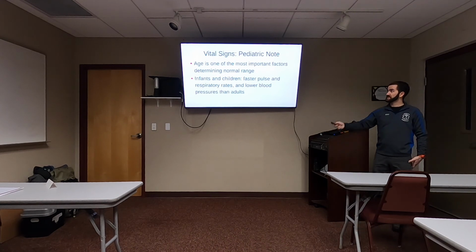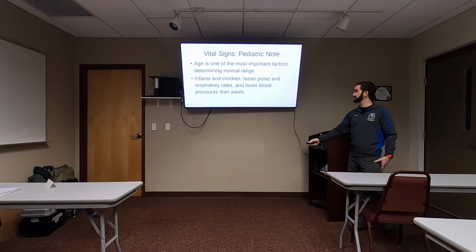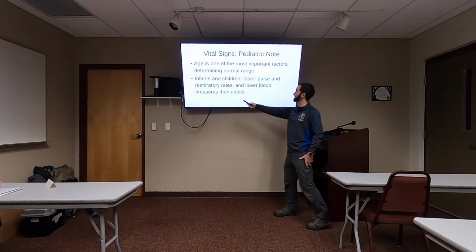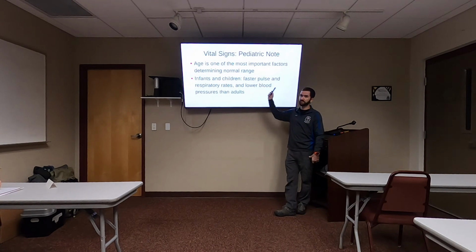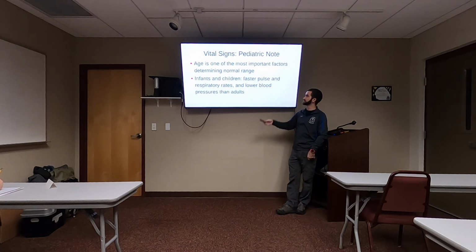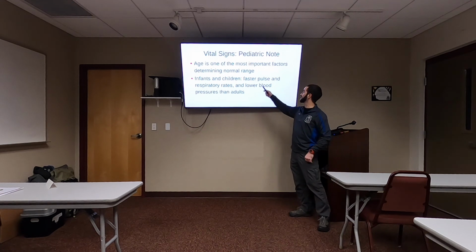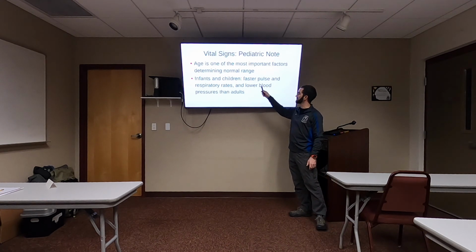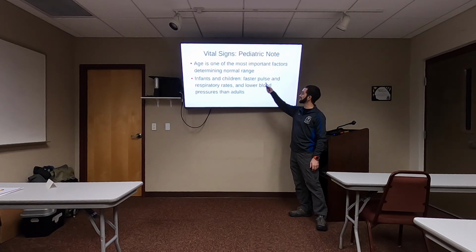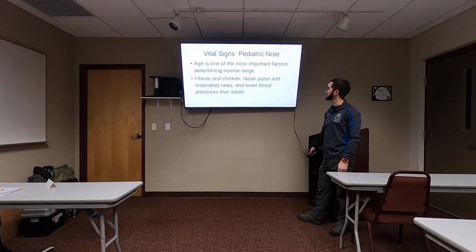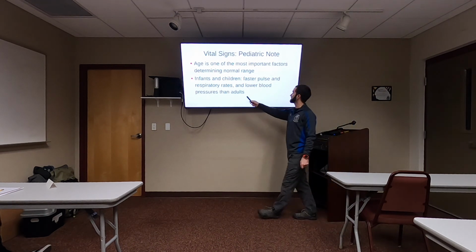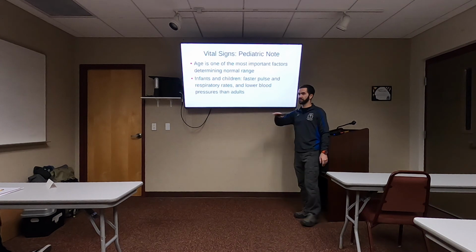Vital signs change as you age. Kids generally have faster pulses, faster respiratory rates, lower blood pressures. And as you age, it goes the other direction. So the older you get, in general, your pulse is going to go a little slower, especially if you're taking high blood pressure medication. Respiratory rates kind of end up staying the same. Blood pressures end up creeping up over time.